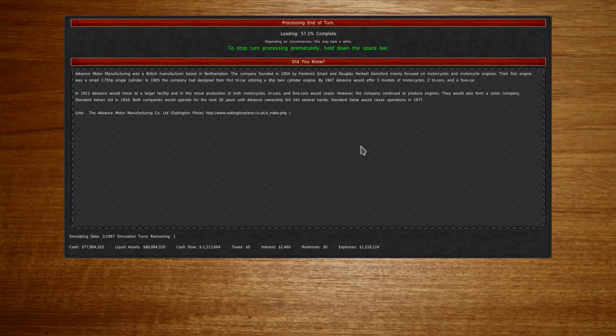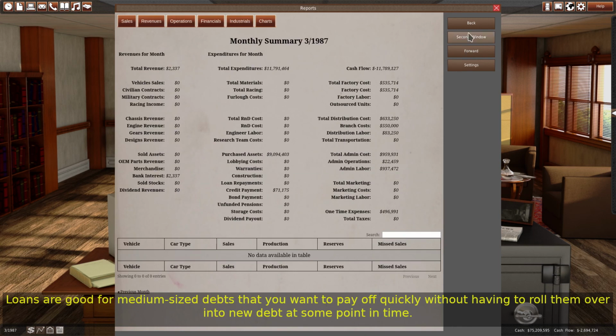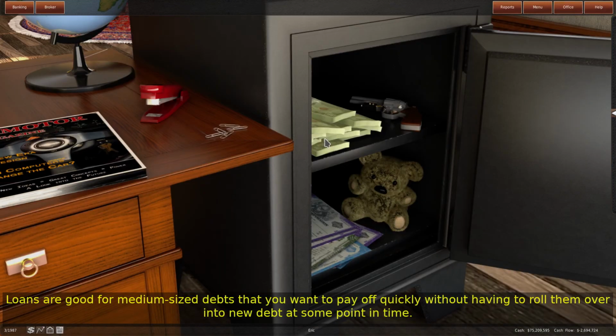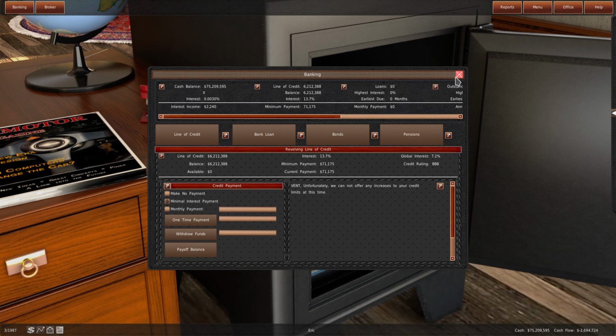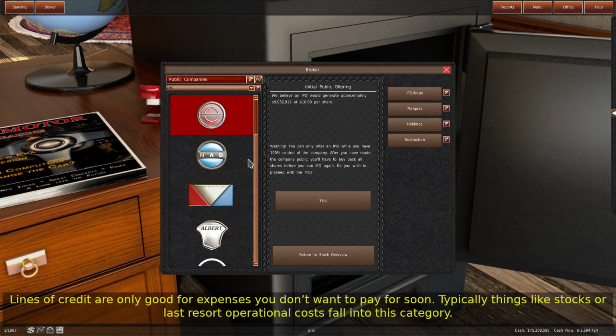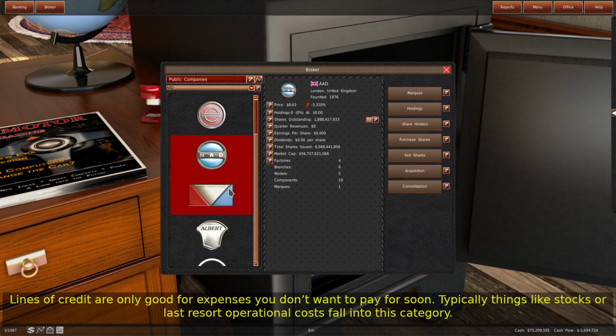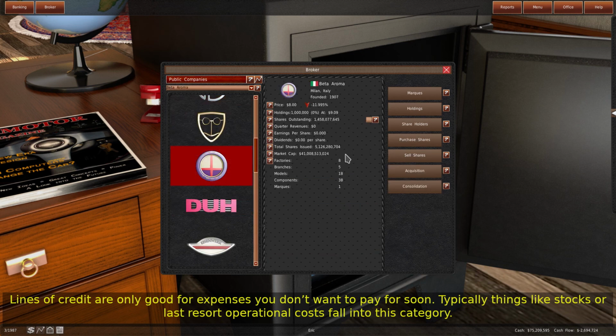Loans are good for medium-sized debts that you want to pay off quickly without having to roll them over into new debt at some point in time. Lines of credit are only good for expenses you don't want to pay for soon. Typically things like stocks or last resort operational costs fall into this category.